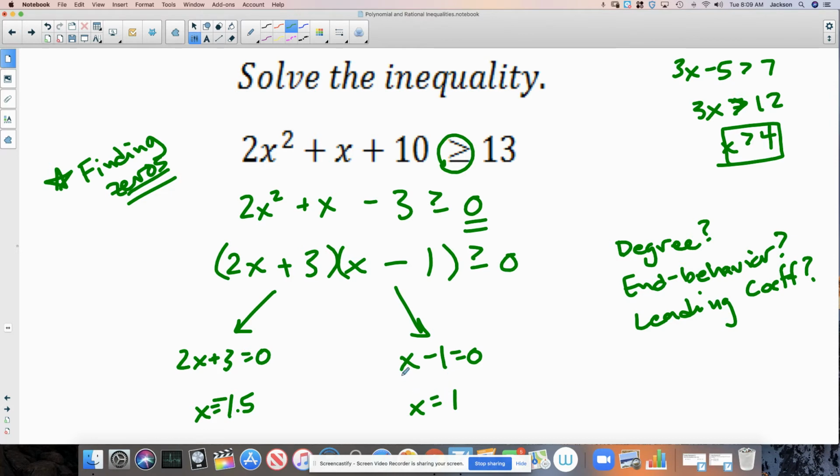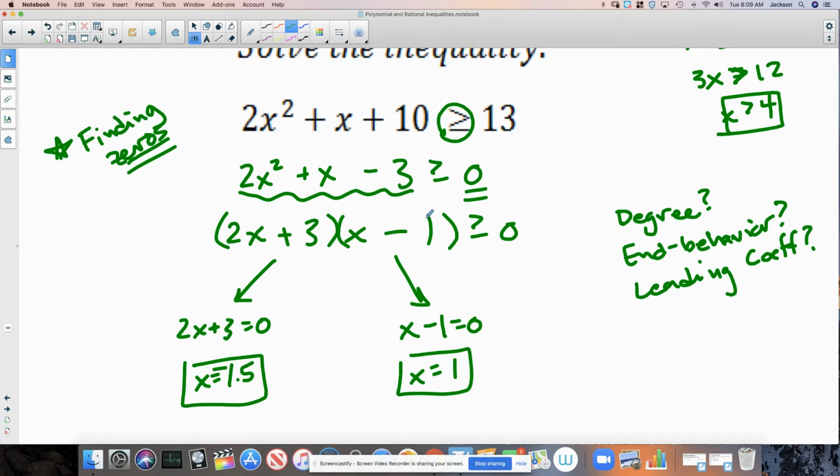Okay? So now when we look at these values, these are the two values where this function crosses the x-axis. Okay? What are we looking for? We're looking for where this function is greater than or above the x-axis. So just knowing what we know about polynomial functions, knowing what we know about degree, about leading coefficients, and about end behavior, we know that this polynomial has end behavior that looks like that. Okay, right? It has mirrored end behavior, rising to the left and rising to the right.